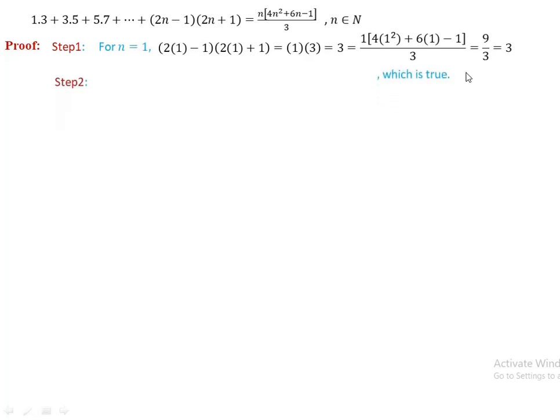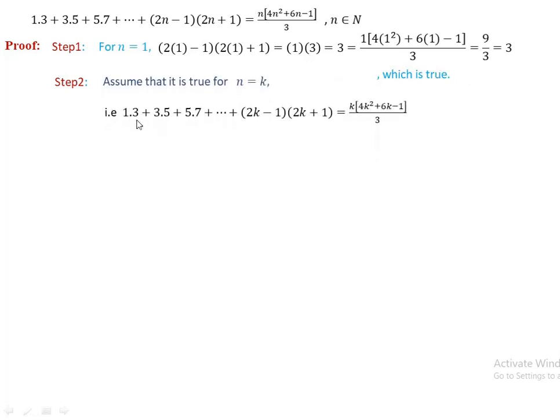Step 2. Assume that it is true for n equals k. That means 1 times 3 plus 3 times 5 plus 5 times 7 plus ... plus (2k minus 1) times (2k plus 1) is equal to k times (4k squared plus 6k minus 1), all over 3. Step 3. We want to show that it is true for n equals k plus 1.